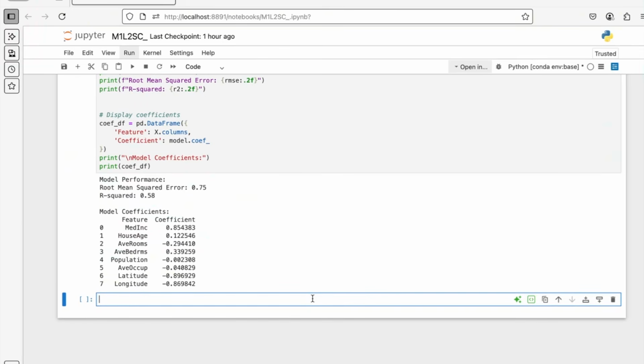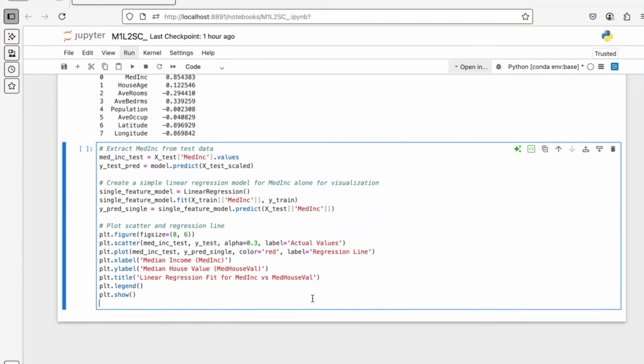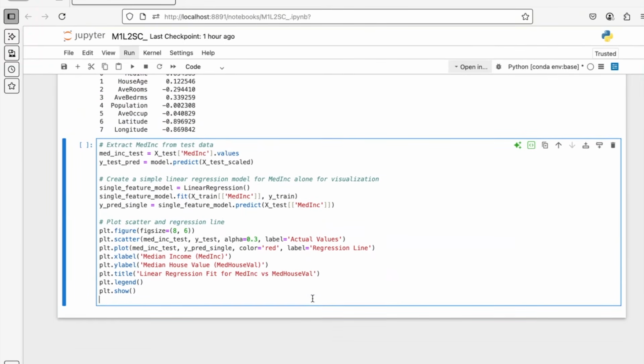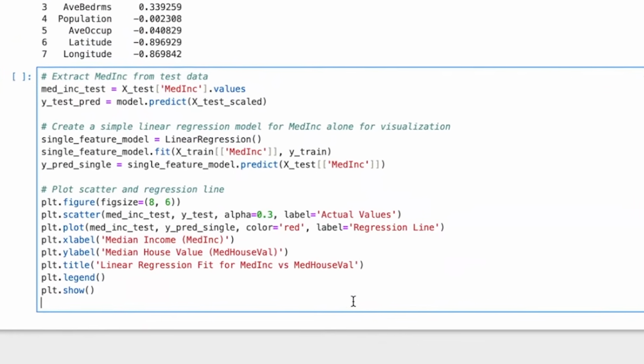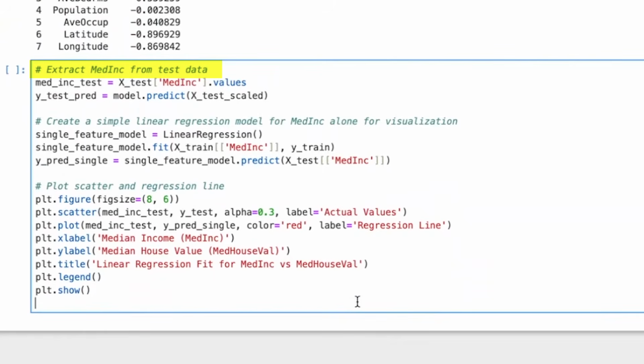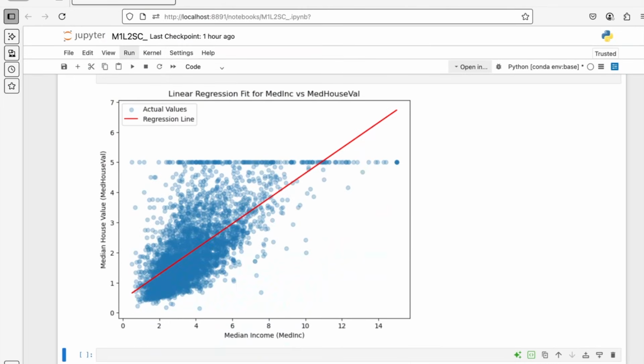To do that, we'll create a simple regression line for the most impactful feature, median income, against our target. Since our full model uses multiple features, we're creating a separate single feature model just for this visualization. We'll extract MEDINC from the test data, create a simple linear regression model for MEDINC alone, and then plot the scatter and regression line. Now let's take a look at the results.